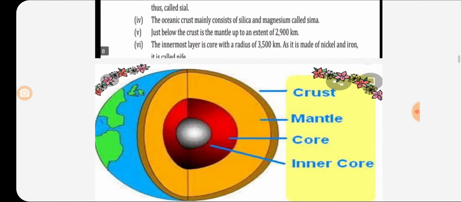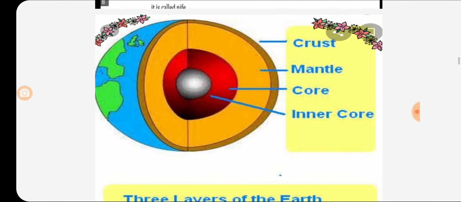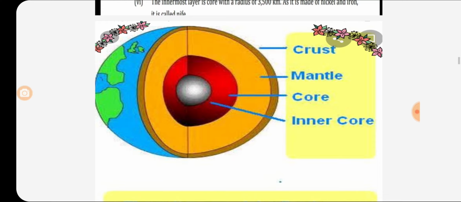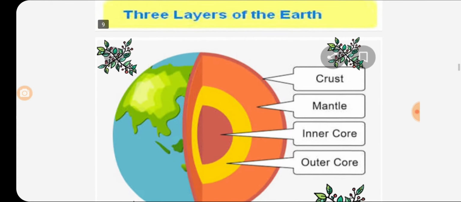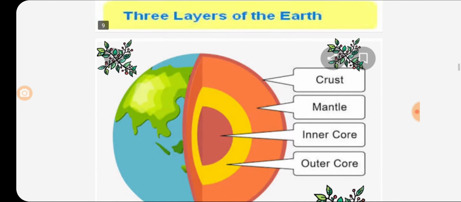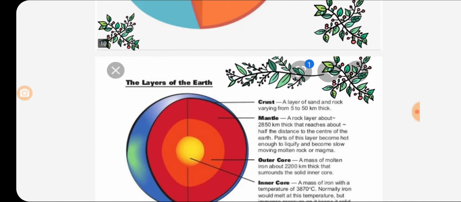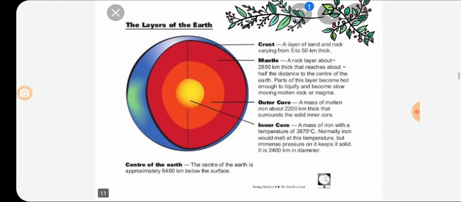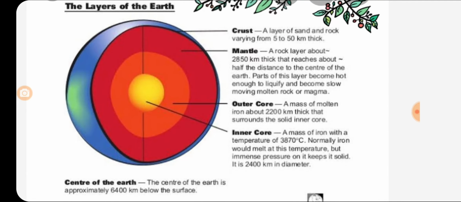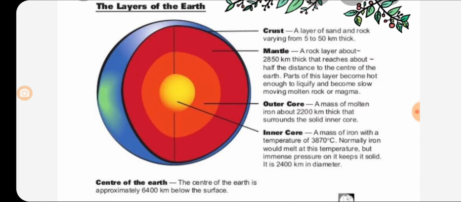Yes. Now see, this is one of the diagrams of the earth's layers: crust, mantle, outer core and inner core. You can see in this diagram the different layers of the earth. I will explain quickly about the crust, mantle, outer core and inner core. You can easily read with the help of this diagram. The crust is a layer of sand and rock varying from 5 to 50 km thick. The mantle is a rock layer about 2850 km thick.